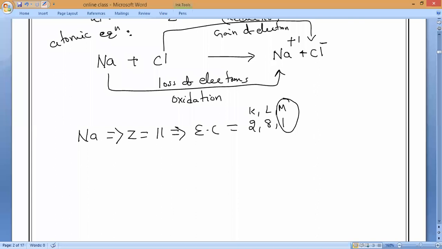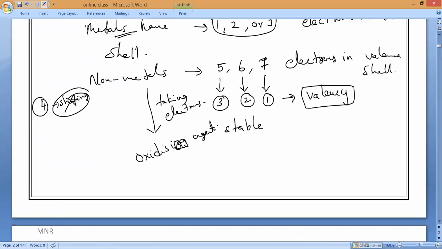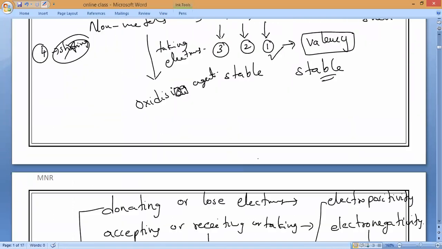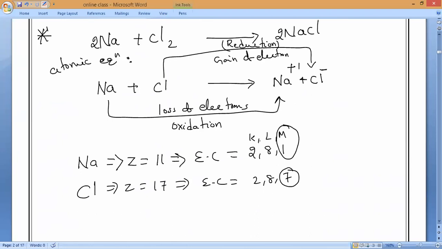So now you tell me how it will be. Chlorine's atomic number is how much? 17. Electronic configuration is 2, 8, 7. So 7 electrons are there. As I told you, if 7 electrons are there, how many are needed to gain to become stable? To become stable, 1 is needed. So take 1 electron. Plus 1 or minus 1, Monish? Taking electrons is always minus, correct? Cl minus. That's what I'm saying. So this is what we say: gain of electrons, so reduction.